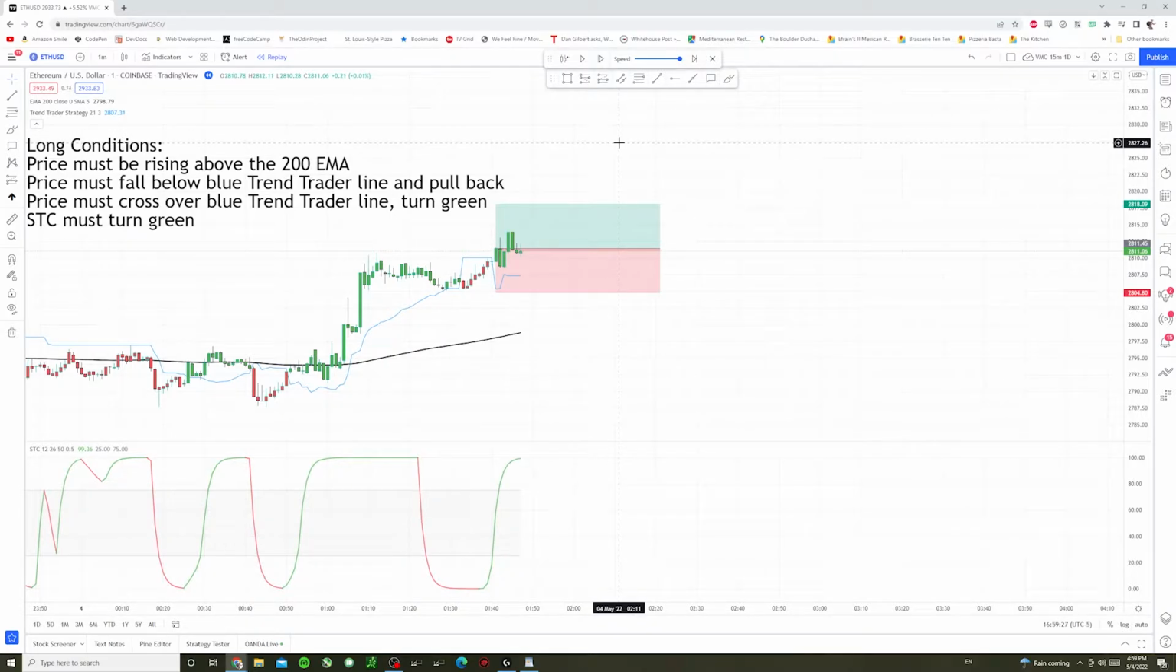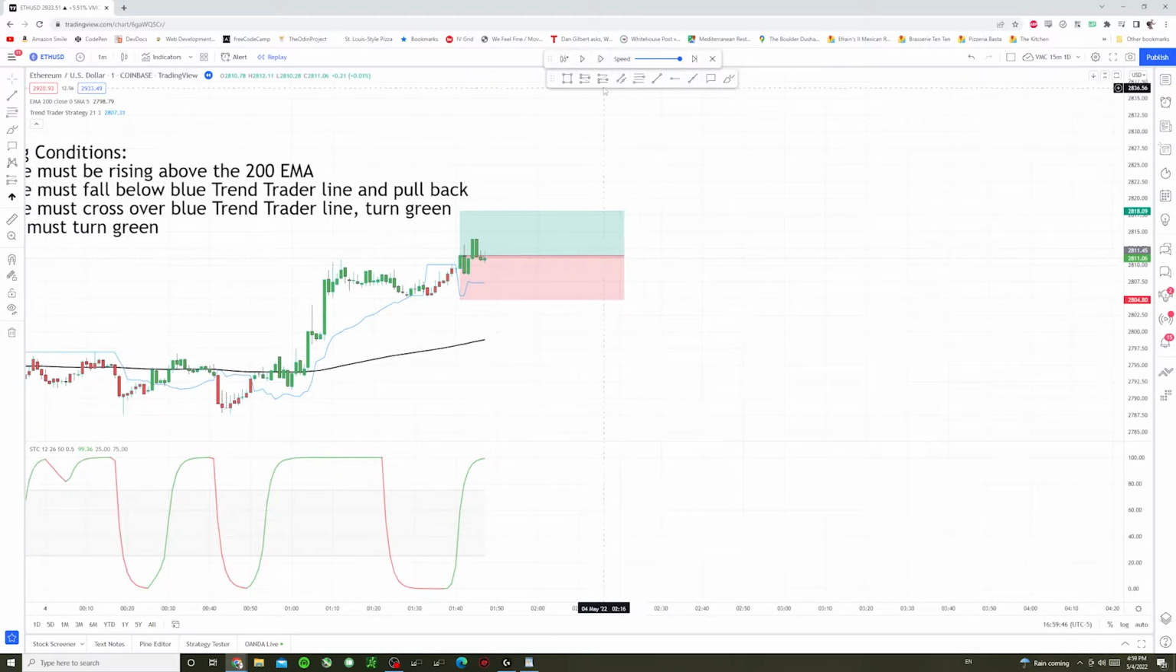Different than the last video that we did, there is no other exit condition than it has to hit either our take profit or our stop loss. So we're not looking for anything to flip red. We're not waiting for any little flags to pop up and say sell. It either hits our take profit or it hits our stop loss, one of the two.